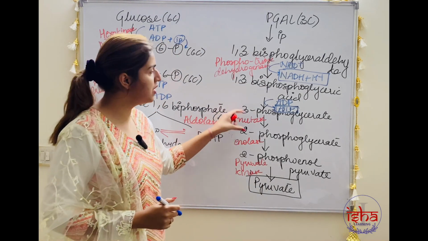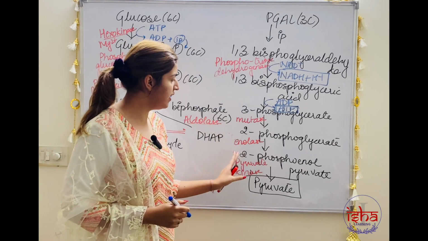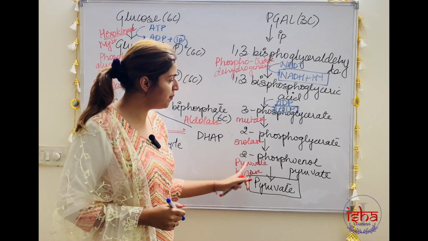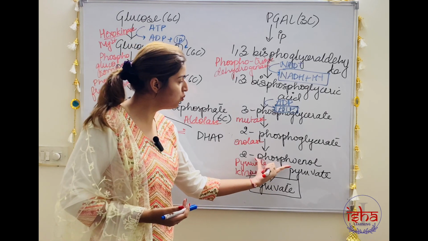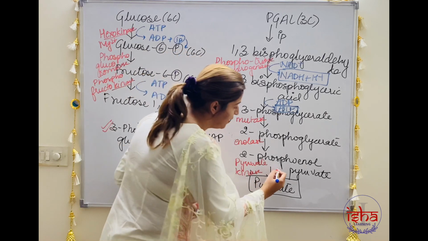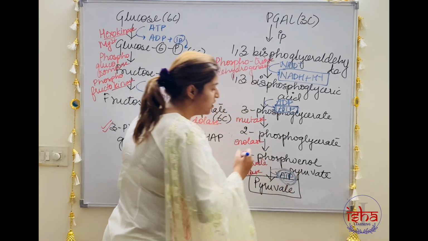Now in the next step, there's just a rearrangement. Here we see that again 2-phosphoenolpyruvate is being formed, and in the last step again a phosphate group is being lost. This molecule is losing the phosphate group. Again the same reaction is going to happen. ATP molecule is again going to be formed here.